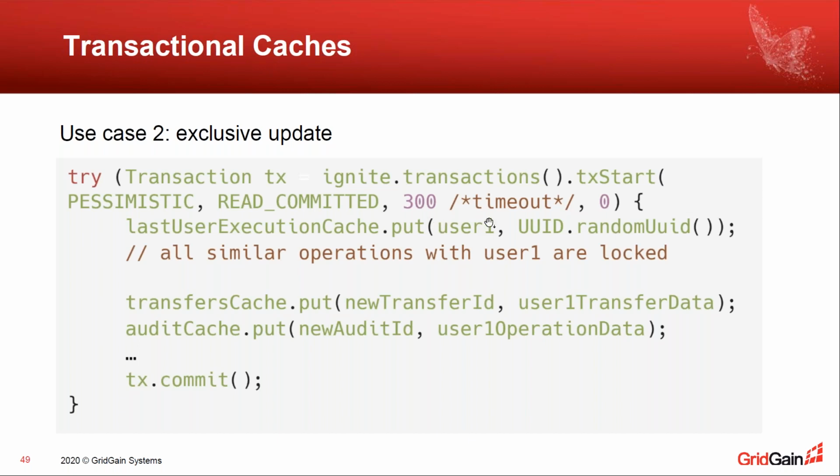where you use user one as key, and after this put and until the transaction is committed, this key will be locked. That means all other transactions with the same code will not be able to do anything with user one because they will just hang on the same put. So in this window you can perform lots of your operations and you may be sure that your operation is exclusive.